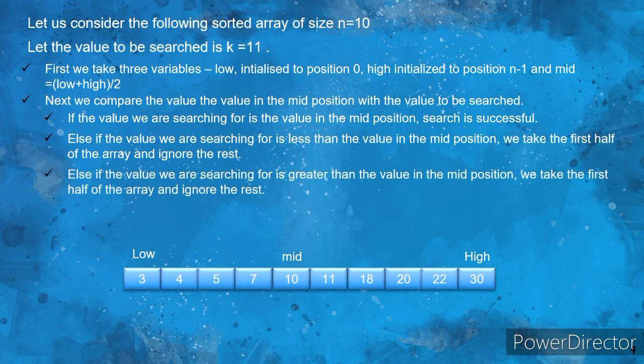And if the value we are searching for is greater than the value in the mid position, we take the second half of the array and ignore the first part. Because the array is sorted, we can easily conclude that if the target value is less than the value in the mid, then it will occur somewhere in the first part. If the target value is greater than the value in the mid, it will occur somewhere in the second part.